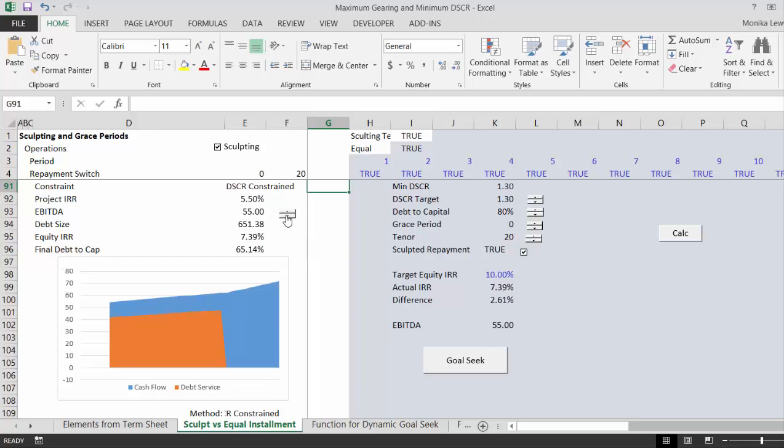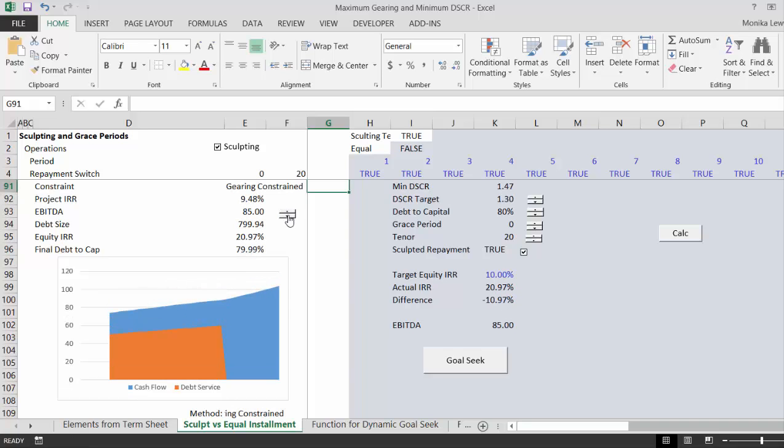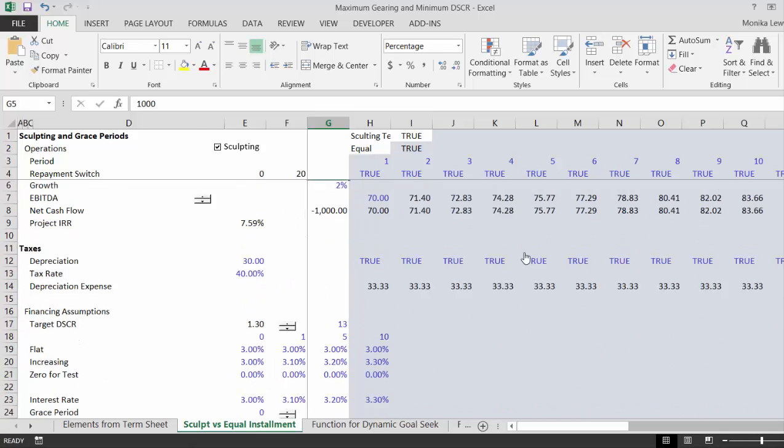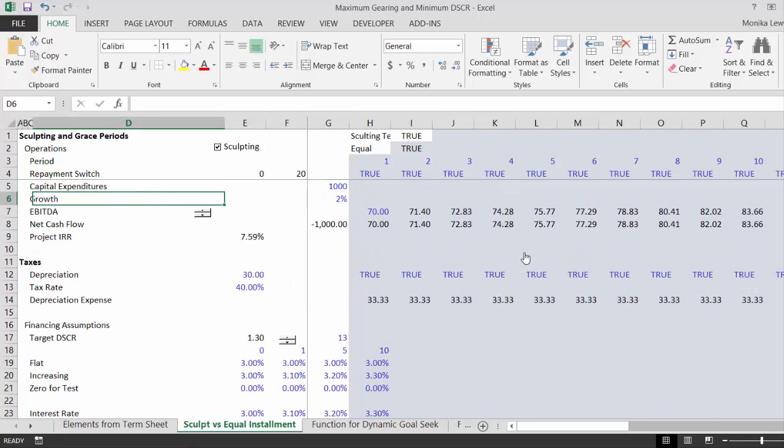And if we have even lower, if we push it higher, then we run into whatever. And now you can see how the sculpting and the sculpting and, stop it here, gearing could cause the constraint.